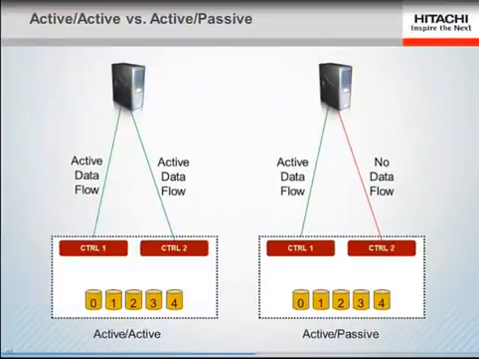Active-active versus active-passive controllers. So looking at the mid-range environment with 2 controllers, in this example we're seeing controller 1 and controller 2. An active-active would have both data paths being able to achieve data flow. With active-passive, you would have one controller active, and the other passive, in standby mode, waiting in case it's needed for a controller failure.